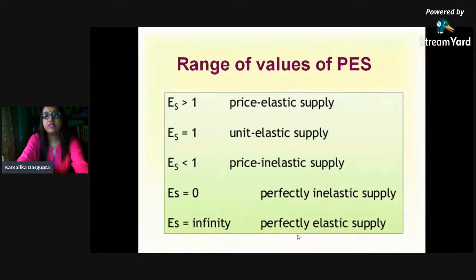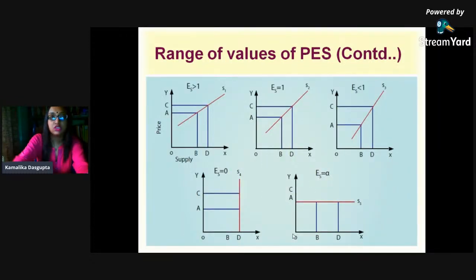Now, these are the different ranges of values of PES. Whenever price elasticity of supply is greater than 1, we call it elastic supply. Whenever it is equal to 1, we call it unitary elastic supply, just as in the case of demand. Whenever ES is less than 1, we call it price inelastic supply. Whenever ES is equal to 0, we call it perfectly inelastic supply. Whenever ES is equal to infinity, we call it perfectly elastic supply.